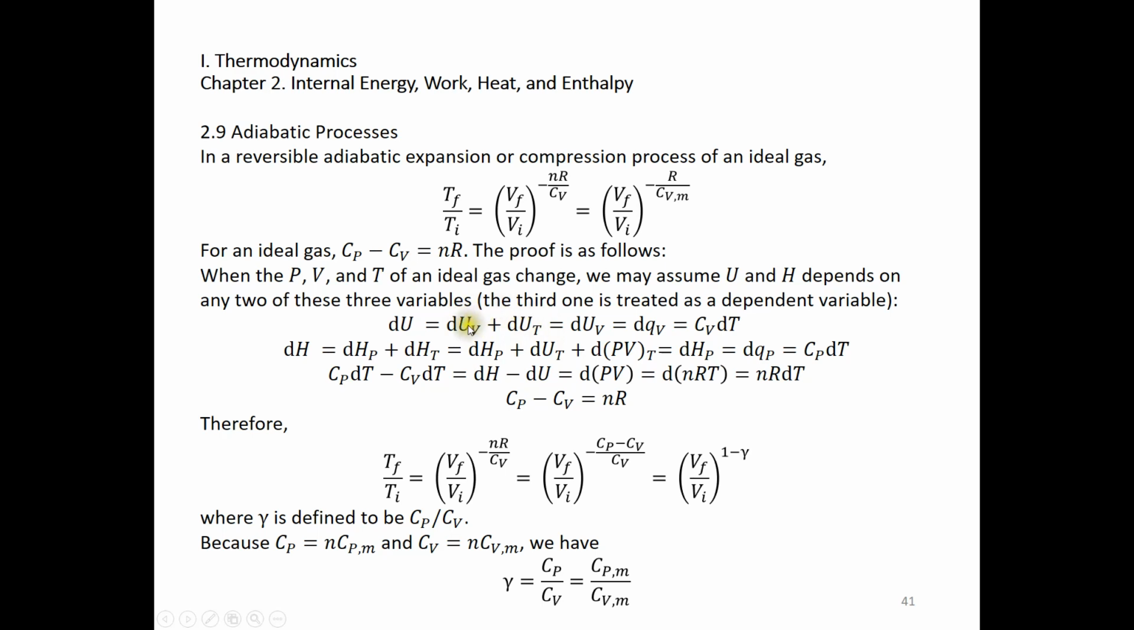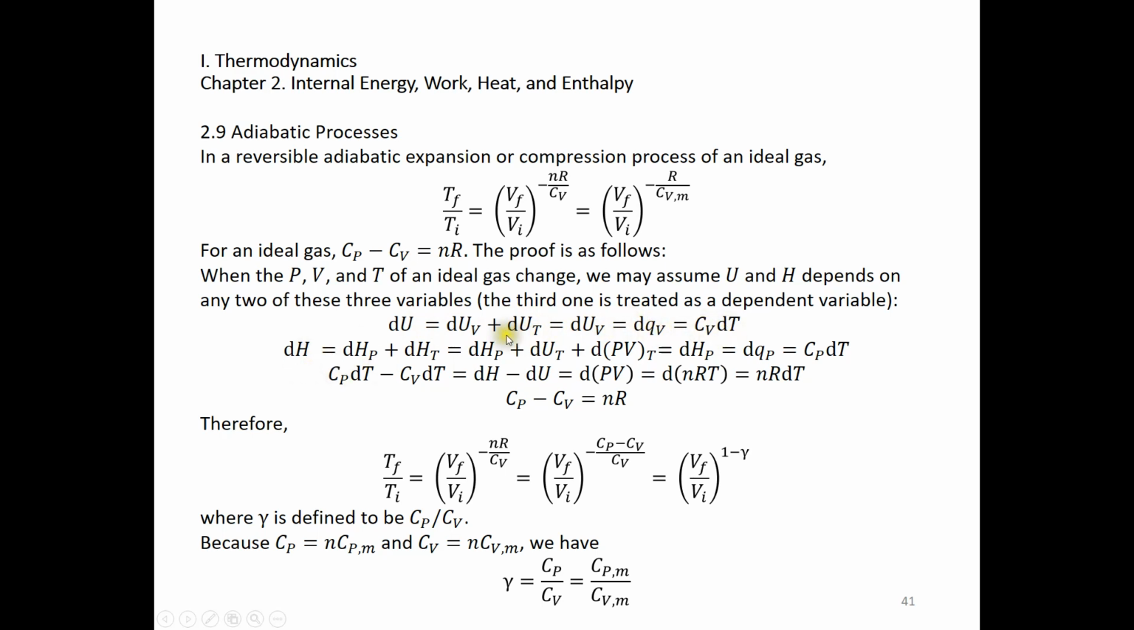So we have these 2 together, but remember, when temperature is constant, the internal energy of an ideal gas remains constant. So this part is simply 0. Therefore, dU is simply dU sub V for an ideal gas. And dU sub V is dQ sub V. And dQ sub V is Cv dT.